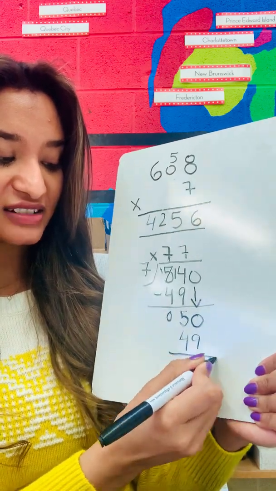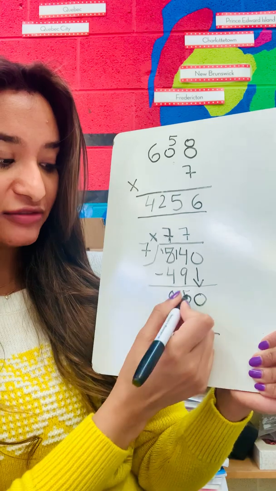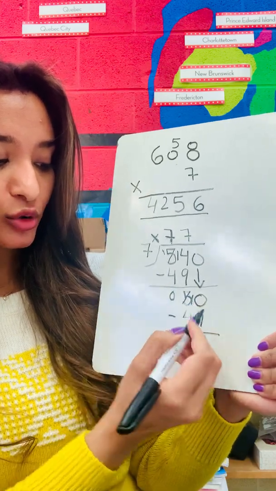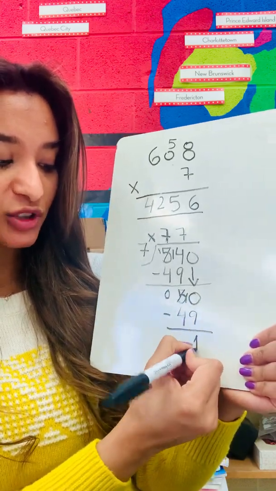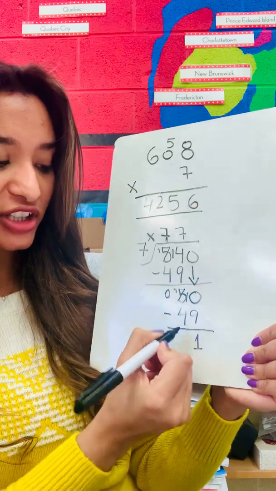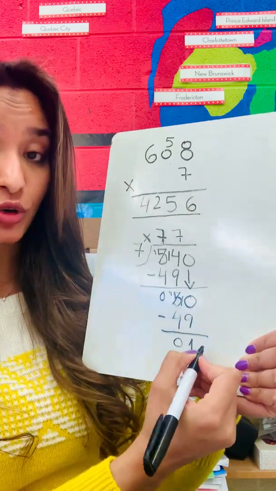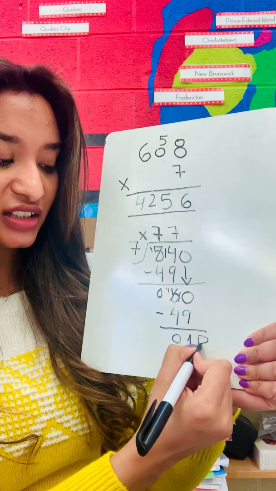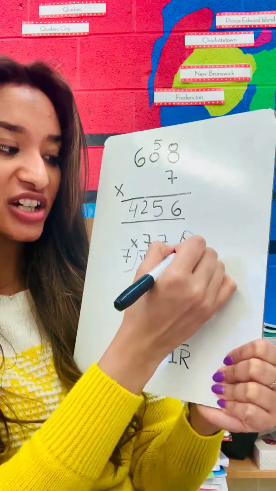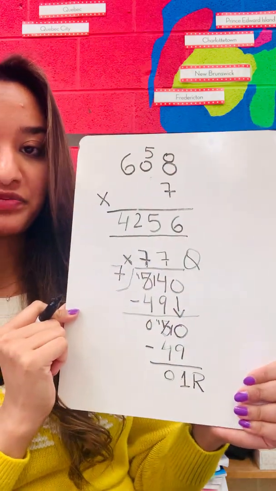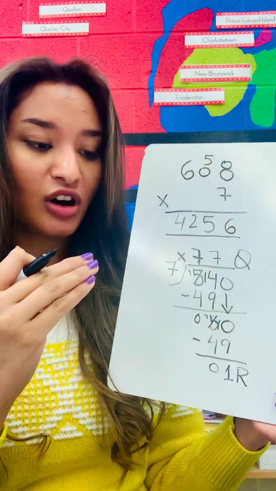When I multiply this 7 to this 7, it gives me 49. I subtract. I borrow, 10 take away 9 gives me 1. I was left with 4 here, and 4 take away 4 gives me 0. My remainder is 1. My quotient is 77. That was a review on division.